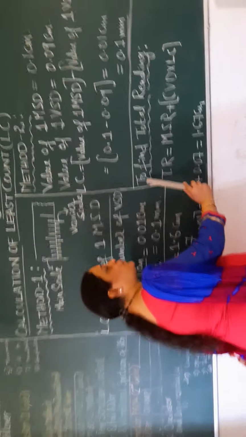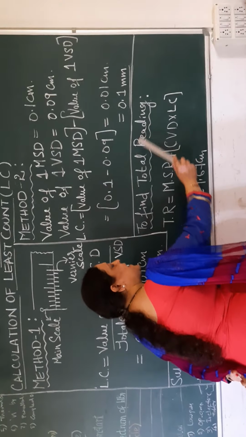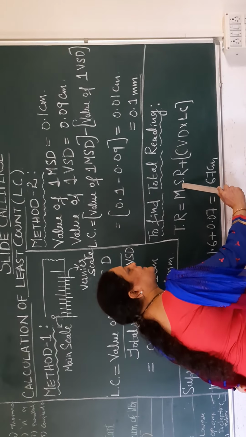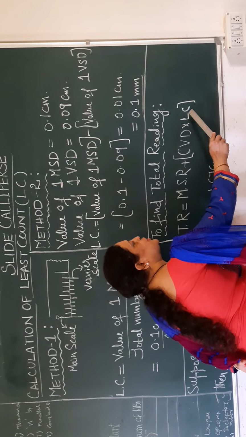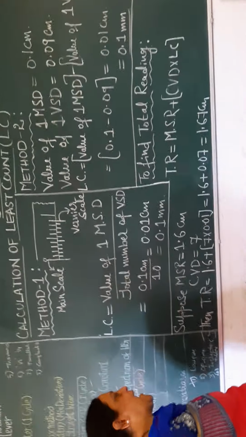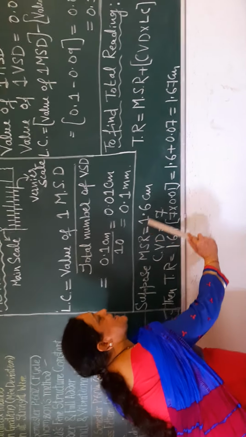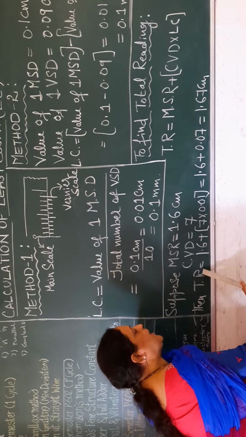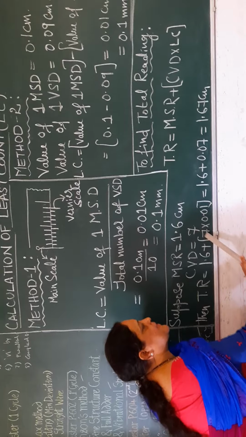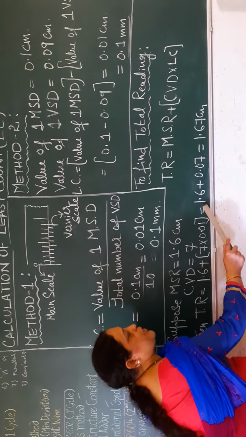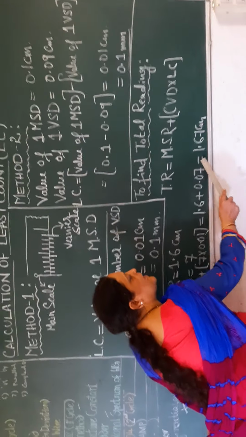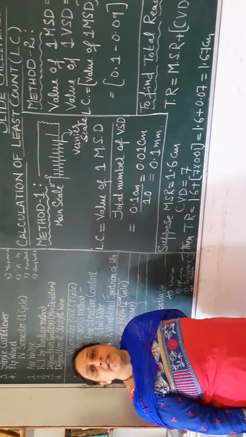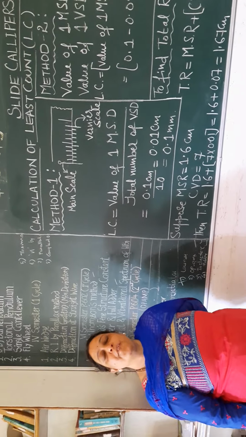Now, the formula to find out the total reading is given here. The total reading is taken as the sum of MSR plus CVD into least count. Suppose in an example, the main scale reading is 1.6 and CVD is equal to 7, then the total reading will be 1.6 plus 7 into 0.01, which gives 1.6 plus 0.07, which is equal to 1.67 centimeter. This is how we use the vernier calipers to determine the dimension of any object.